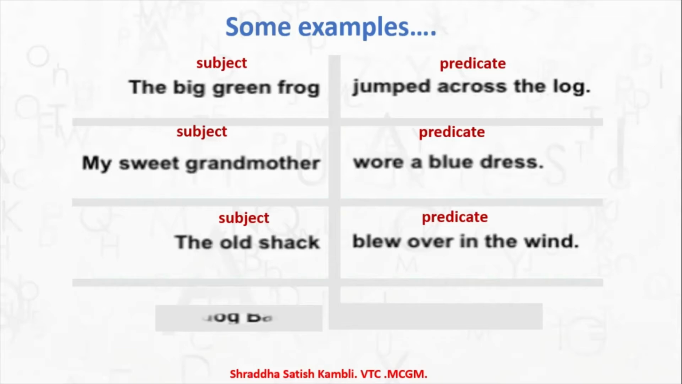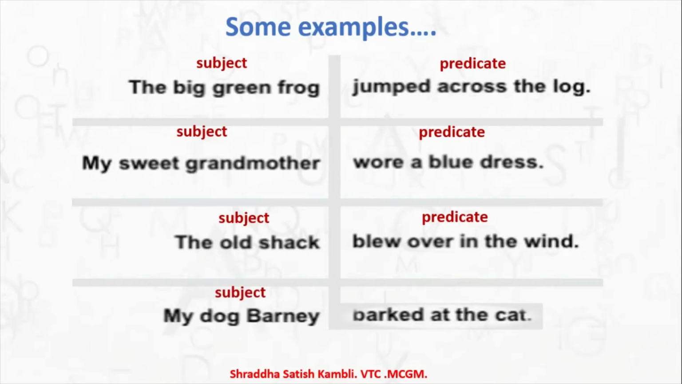Coming to the last example here. My dog Barney. Who? My dog Barney. So that is the subject for you. Now what did my dog Barney do? Barked at the cat. So see, he is doing something here. The action is happening. So barked at the cat is the predicate. So these are some examples of subject and predicate for you.